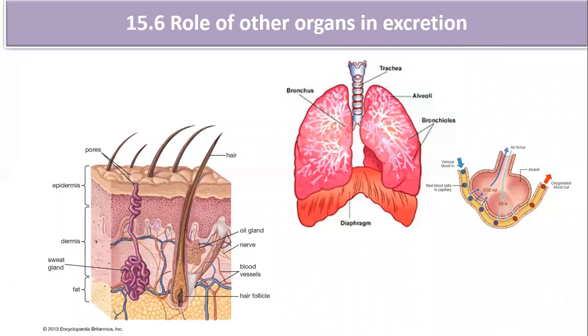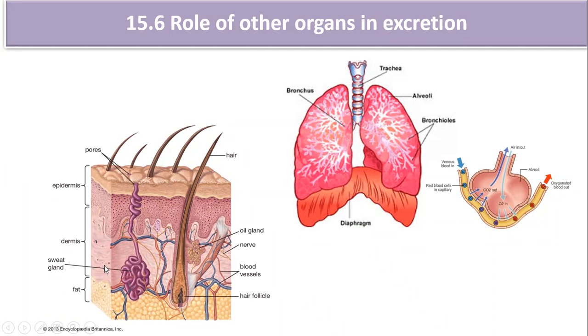The next part is the role of other organs in excretion. The kidney is the major organ concerned with excretion, but there are certain organs which also assist the kidney. The first organ is the skin. In other organisms the skin is thin, but we have thick, multilayered skin. You can see it has the epidermis, the dermis, and just below the dermis there is another tissue, fat, known as subcutaneous fat.